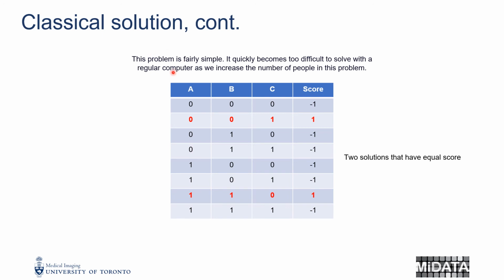You can see that this problem right now is fairly simple, but if you were to map all of these possible combinations out, the more people you have, the more cars that you have, the bigger this problem becomes to map out. And therefore, a classical computer will have difficulty scaling in terms of these kinds of problems.